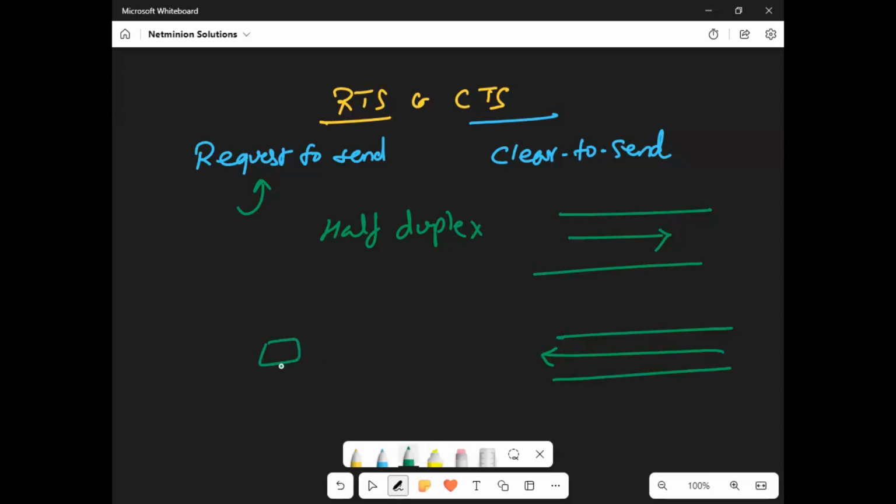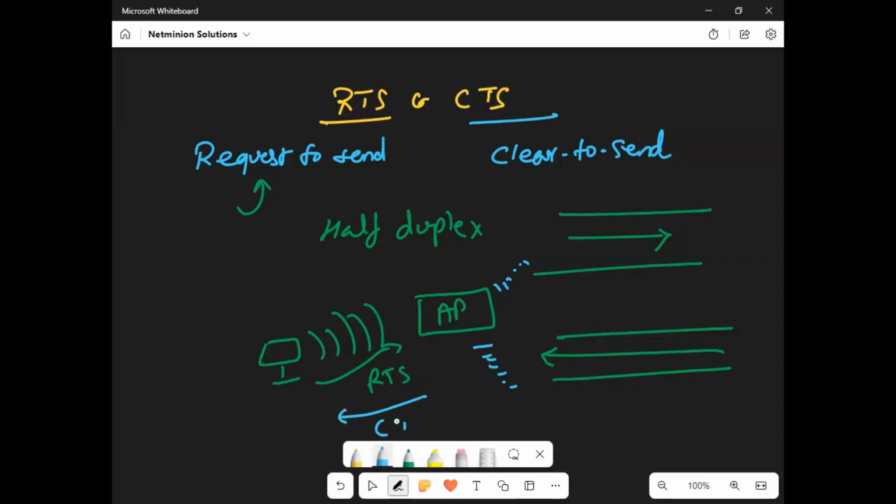Let us say this is my device. It needs to interact with the AP. It will send RTS, saying, okay, I am requesting you to send something, may I? If there are some other communications going on, it will not respond with CTS. But if it is empty and okay, it will just reply with CTS. So this frame means it is confirming that, yes, I am ready to receive the data. And post that, the actual data will be transferred.